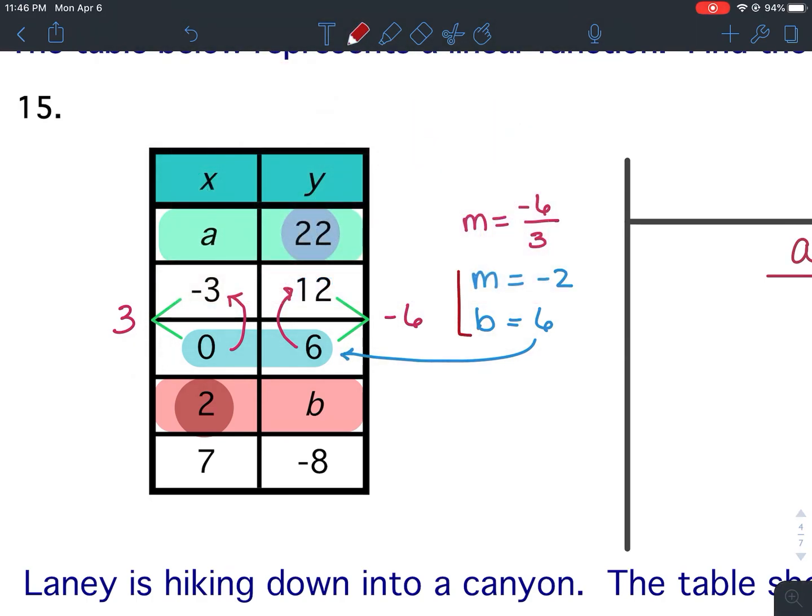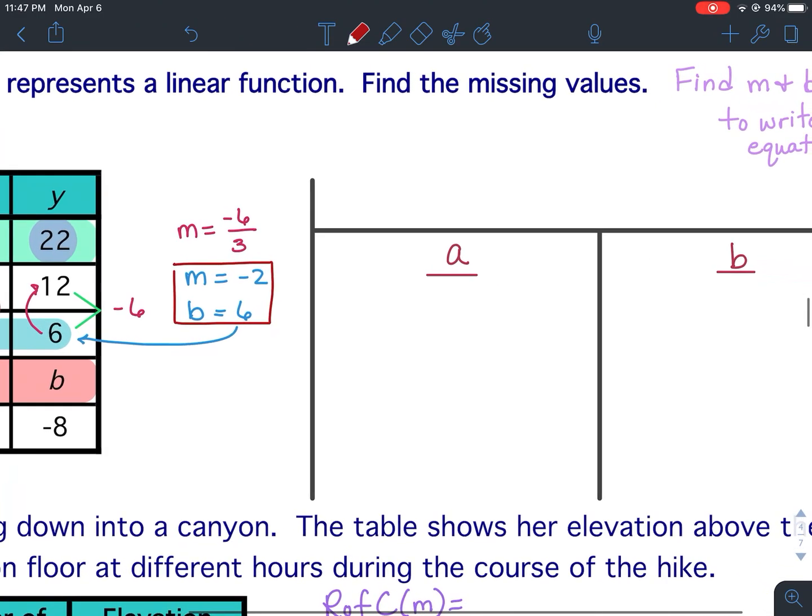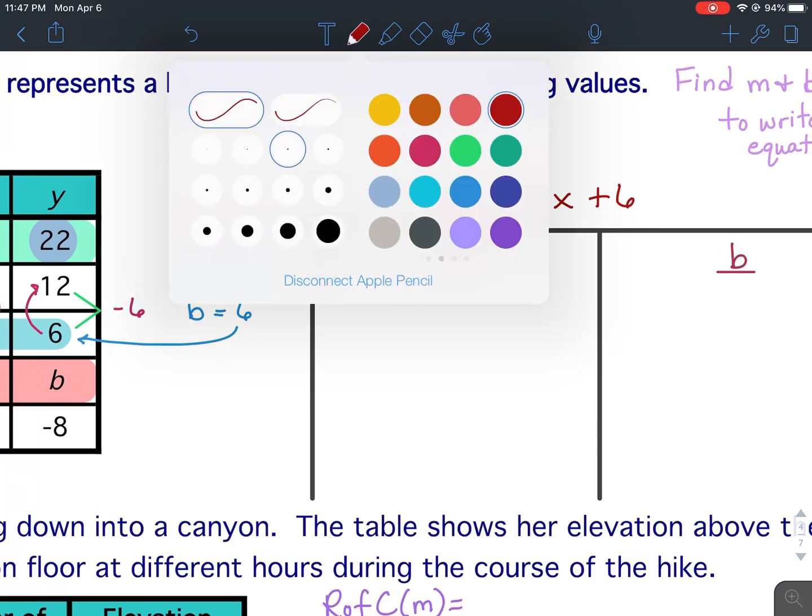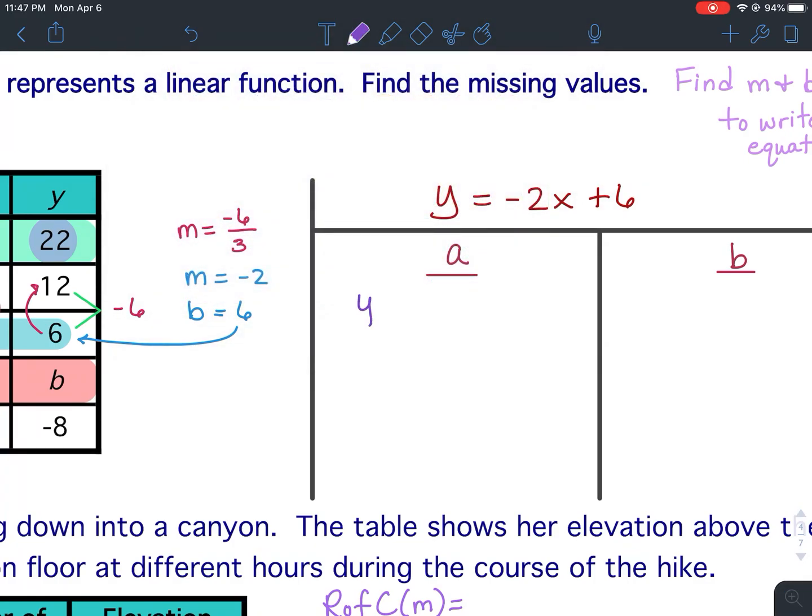So with this information right here, I now can write an equation. So my equation would be y equals negative 2x plus 6. I'm going to write that down twice.